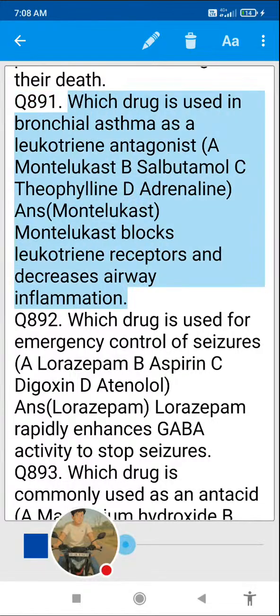Q891. Which drug is used in bronchial asthma as a leukotriene antagonist? A. Montelukast. B. Salbutamol. C. Theophylline. D. Adrenaline. Ans. Montelukast. Montelukast blocks leukotriene receptors and decreases airway inflammation.